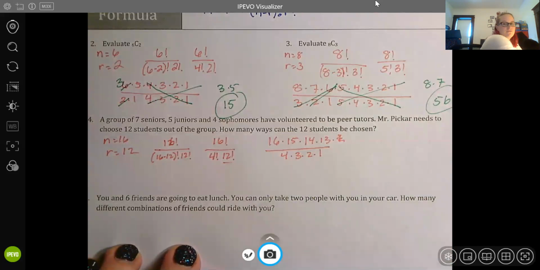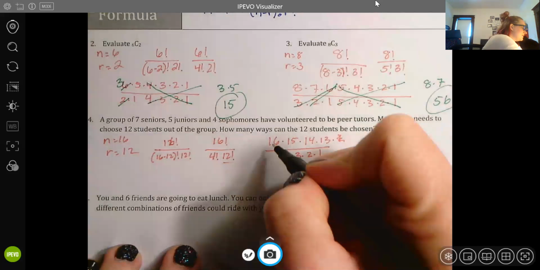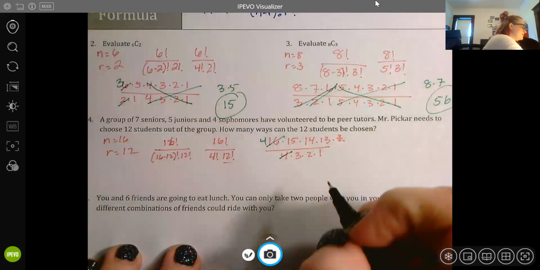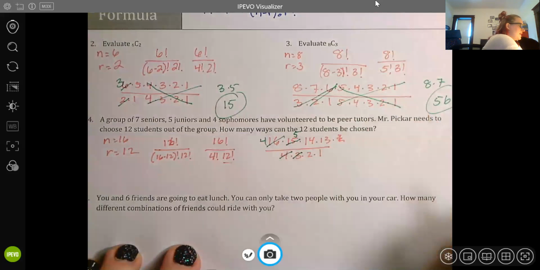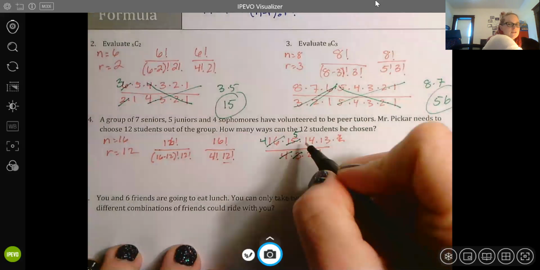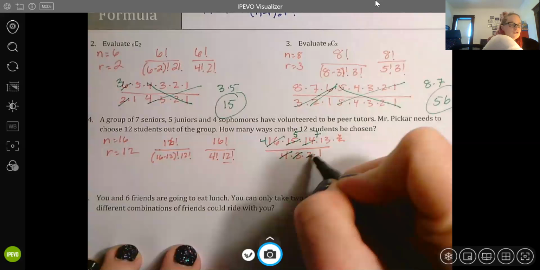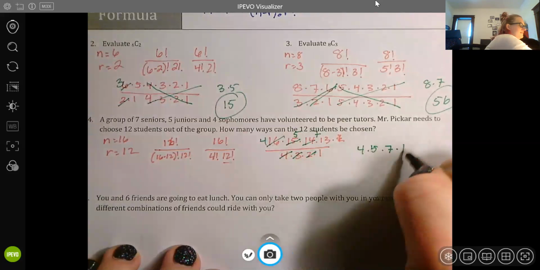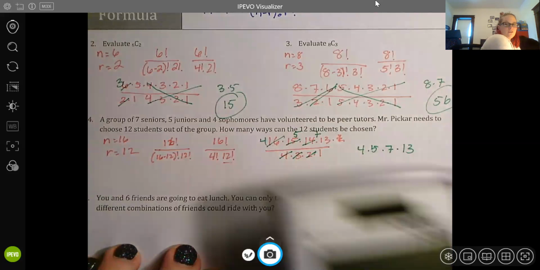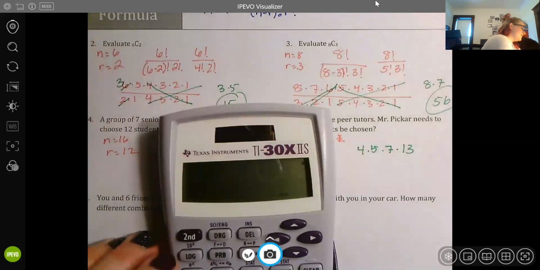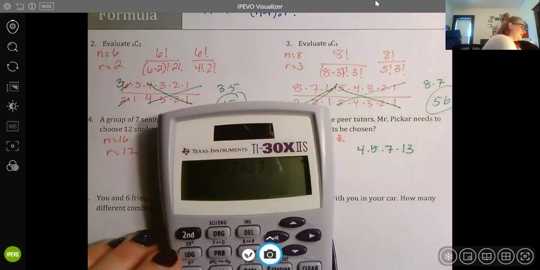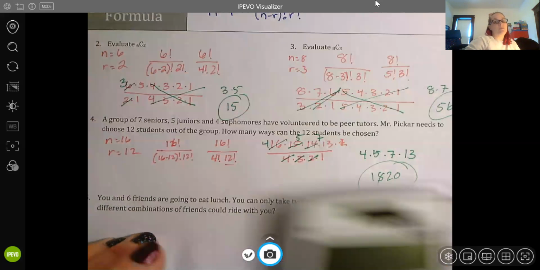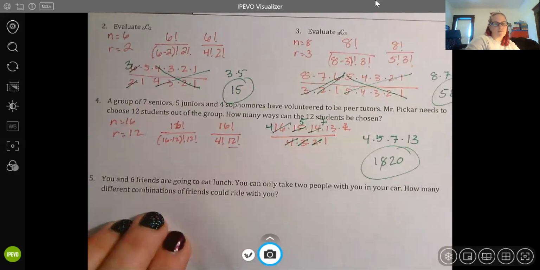So my 4 and my 16, I can simplify that, so I get a 4. My 15 and my 3, I can simplify that, so I get a 5. And then my 14 and my 2, I can simplify that, so I have a 7. So now I have 4 times 5 times 7 times 13. So grab your handy calculators. 4 times 5 times 7 times 13, and I get 1,820 different ways we can pick 12 students out of the 16 that there are.